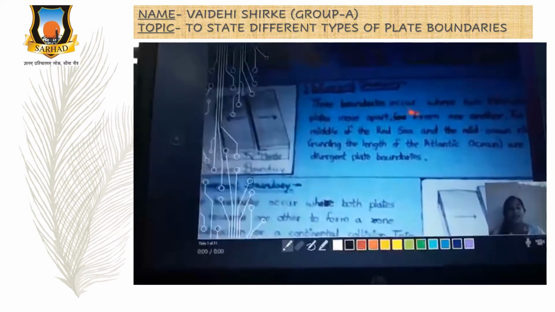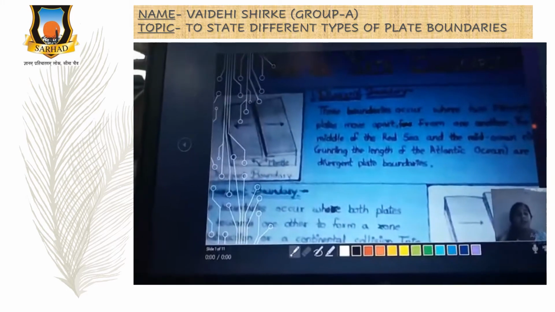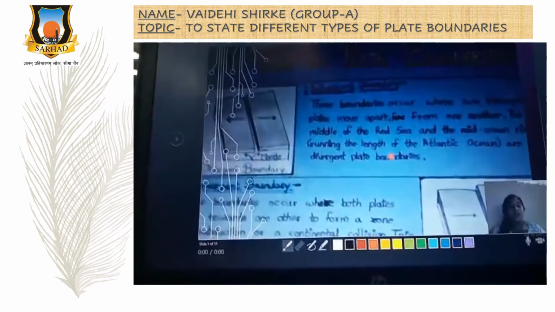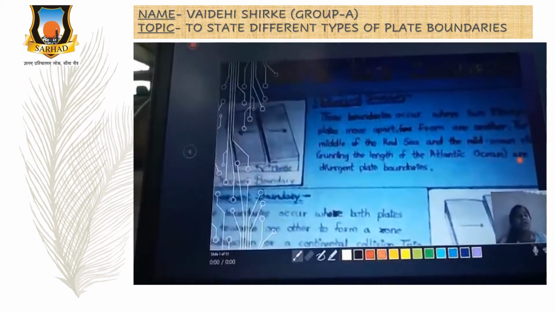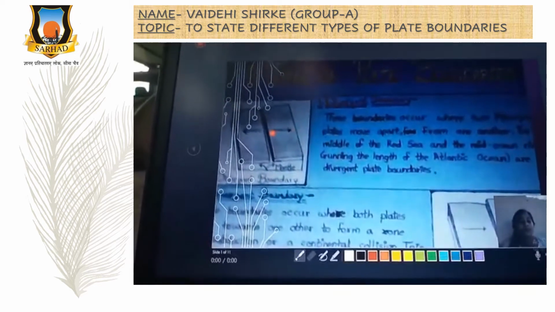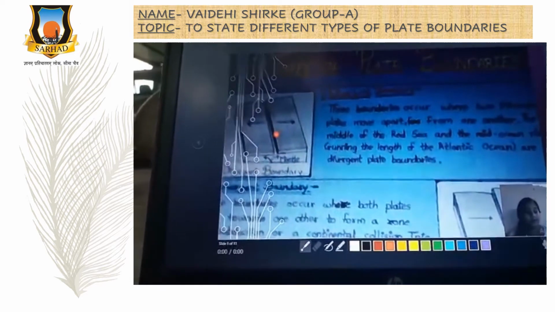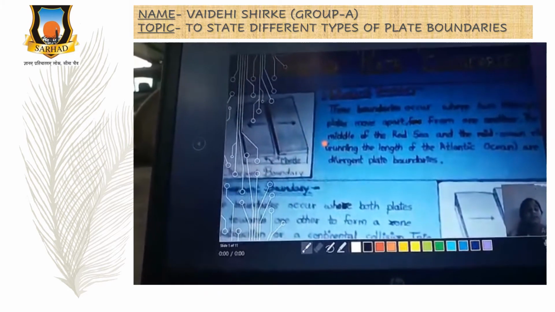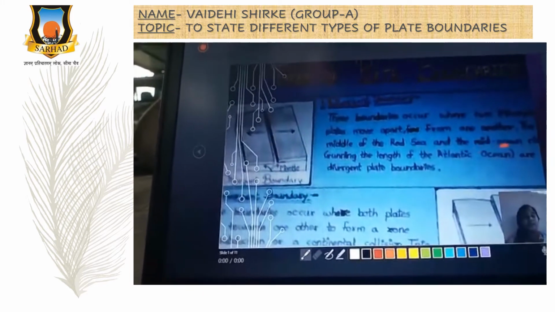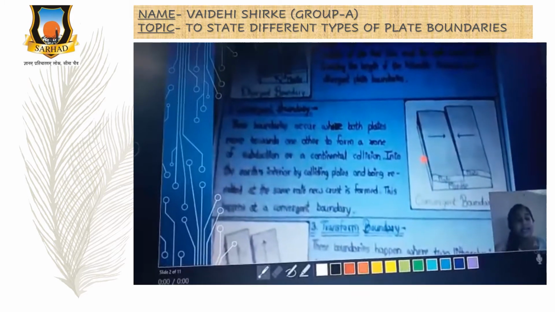These boundaries occur where 2 lithospheric plates move apart from one another. The middle of the Red Sea and the mid-ocean ridge running the length of the Atlantic Ocean are divergent plate boundaries. Means when 2 plates move apart from one another, the divergent boundary takes place. And the examples of these boundaries are the middle of the Red Sea and the mid-ocean ridge running the length of the Atlantic Ocean.